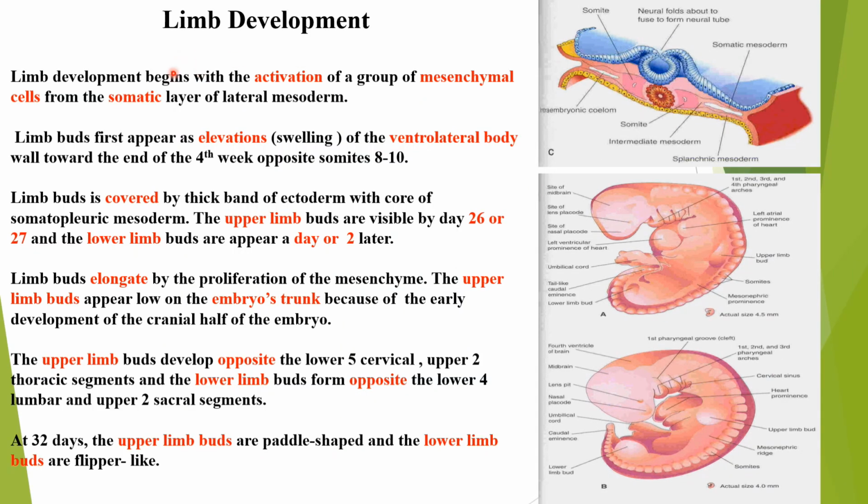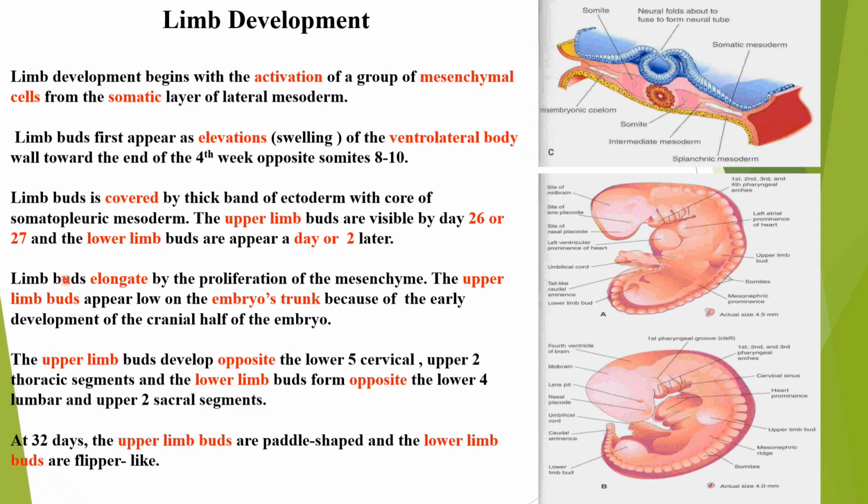Limb development begins with activation of a group of mesenchymal cells from the somatic layer of the lateral mesoderm. Limb buds first appear as elevations of the ventrolateral body wall towards the end of the fourth week, opposite somites 8 to 10. Upper limb buds usually appear at day 26 or 27, and lower limb buds appear a little later, either 1 or 2 days later. So these are again your MCQs.